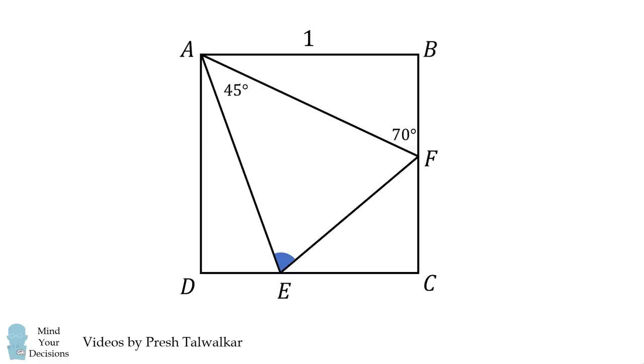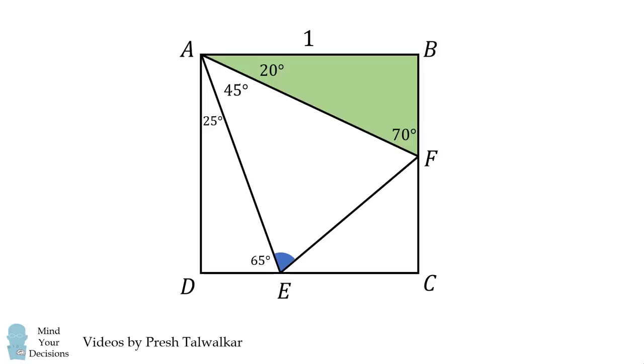Now let's get started. First, consider triangle ABF. Since angle B is a 90-degree angle, angle FAB must be equal to 20 degrees. Then consider triangle ADE. Since angle A is a 90-degree angle, angle DAE must be equal to 25 degrees. Then, since angle D is a 90-degree angle, angle AED must be equal to 65 degrees.